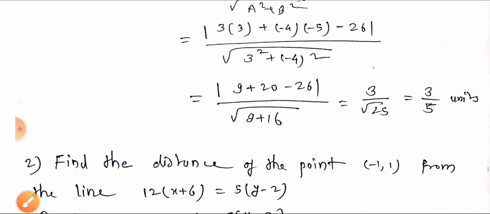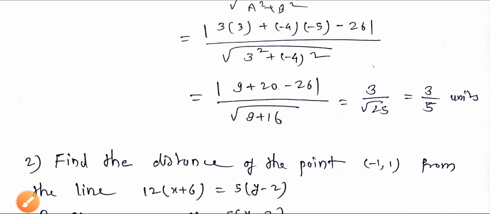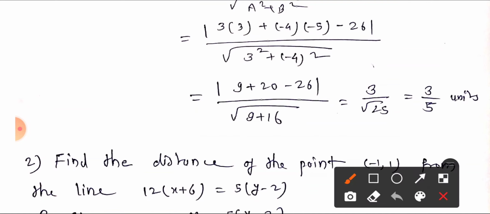So therefore that is equal to, 3 into 3 is 9, then minus 4 into minus 5 is 20 comes, and minus 26, upon under the square root of 3 square is 9 plus 4 square is 16. So this is equal to, 20 plus 9 is 29 minus 26 is 3, the numerator comes 3, upon under the square root of 9 plus 16 is 25. So root 25 is equal to 5. So the distance d is 3 by 5 units. So this is the required solution.